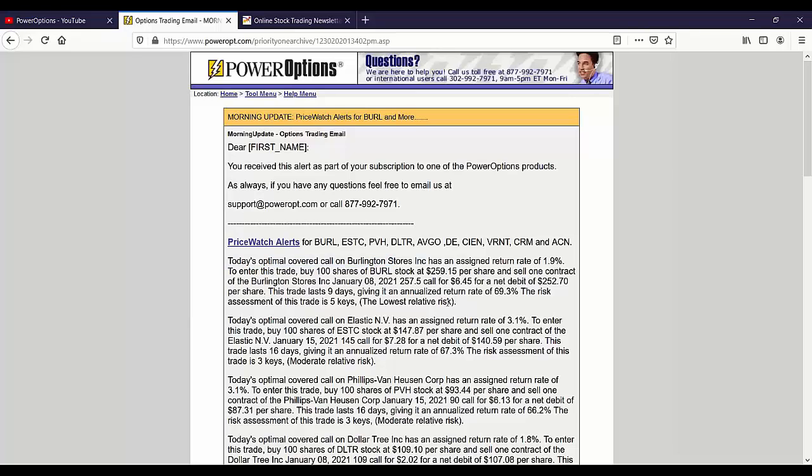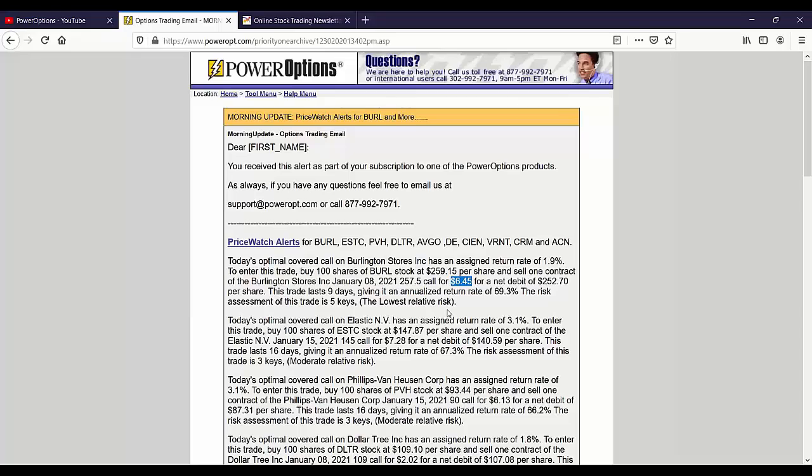Ernie and I and the staff members here, we do not track these positions. We don't know what this risk assessment is. We've asked them several times. They've never given us insight into what's used for that risk assessment. It's our hope that when investors see these potential covered call ideas, let's take BURL, for example, came up today, buy 100 shares at $259. That's out of my price range, but that's okay. And sell one contract of the January 8th weekly call, $257.5, slightly in the money for $645.